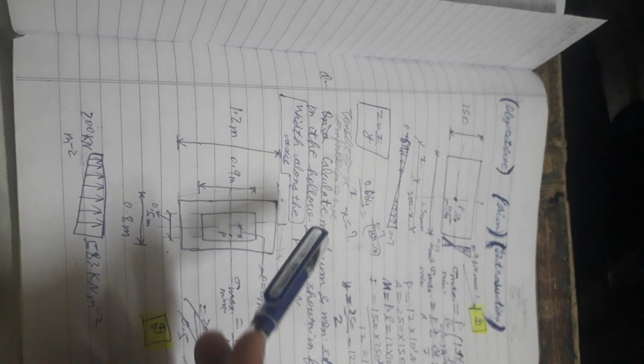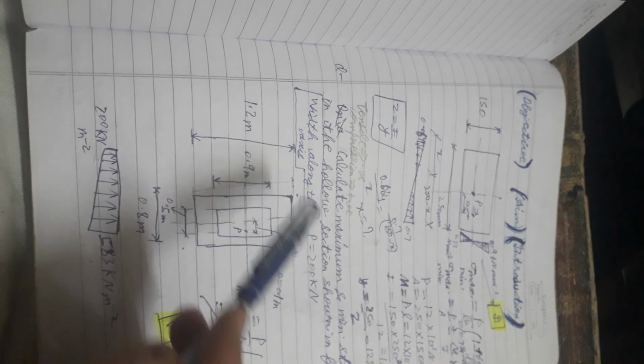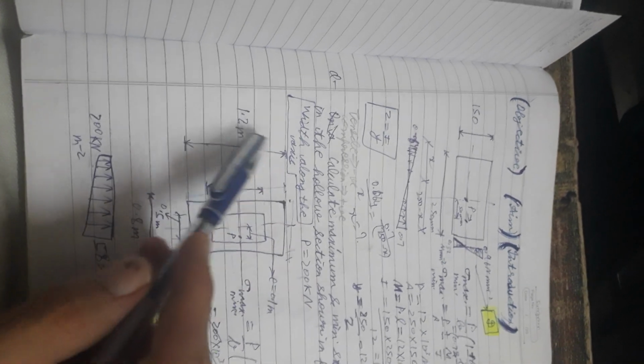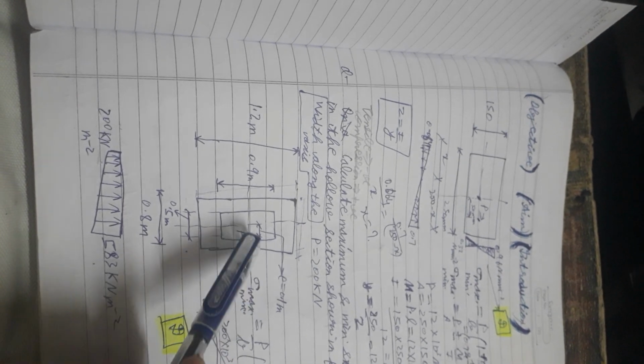I is equal to 150 into 250 cube divided by 12, which is equal to 1.9 into 10 raised to 8 millimeter 4. Y is equal to 50 by 2, which is equal to 125 millimeter. Calculate the maximum and minimum stresses in the hollow section shown in the figure. Width along the axis, P is equal to 200 Newton, 1.22 meter, 0.9 meter. This is B. This is E is equal to 0.1 meter. This is 0.5 meter. This is 0.8 meter.